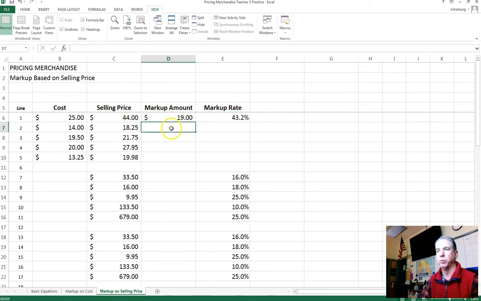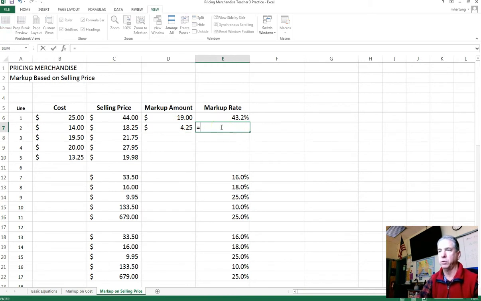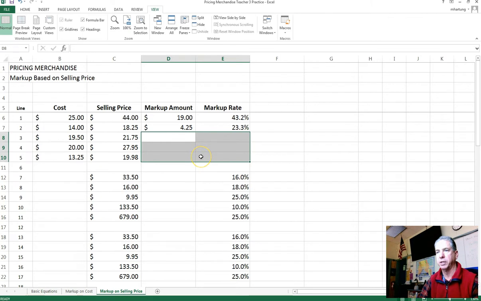So let's go through and do one. Line 2. Selling price minus the cost. Difference $4.25, and that rate is equal to the markup amount divided by the selling price. So go ahead, pause the video, and do the rest of these calculations right here.